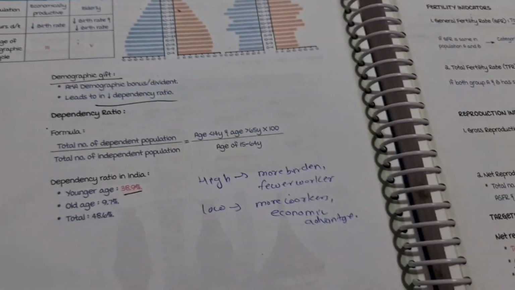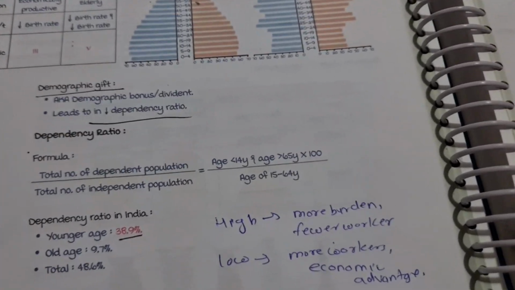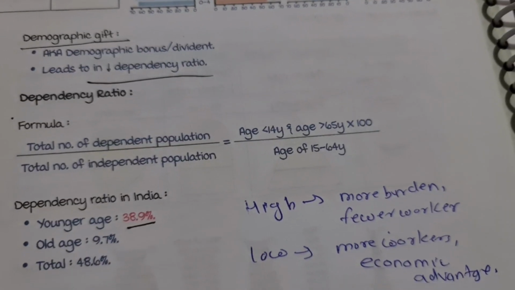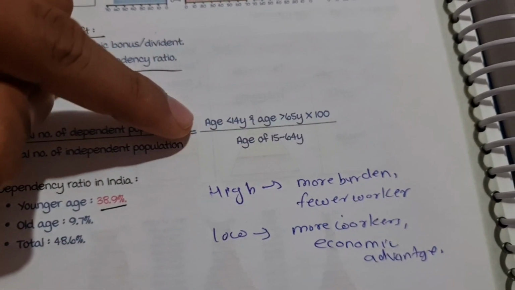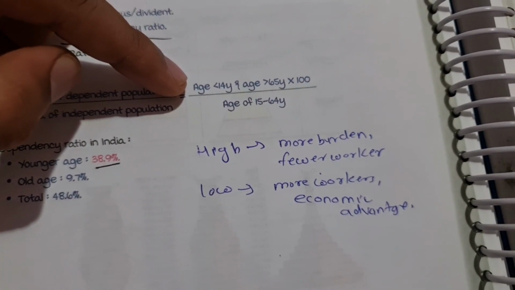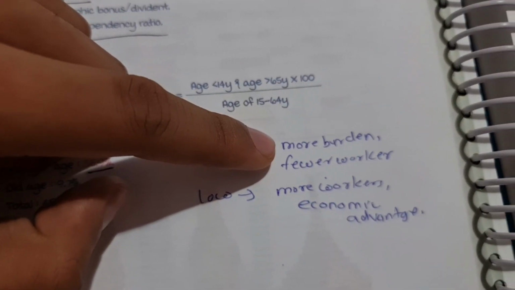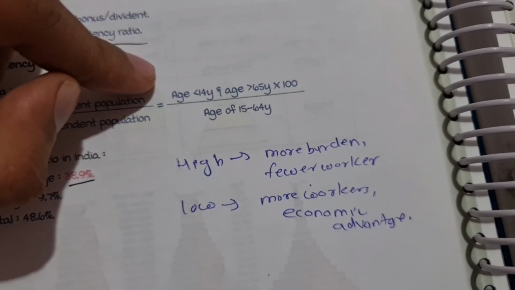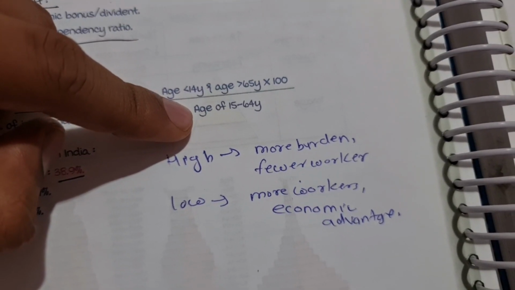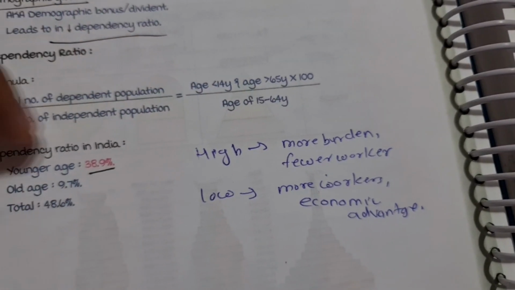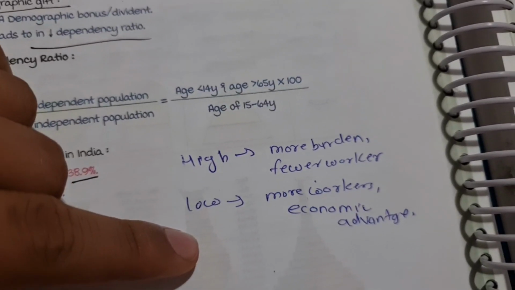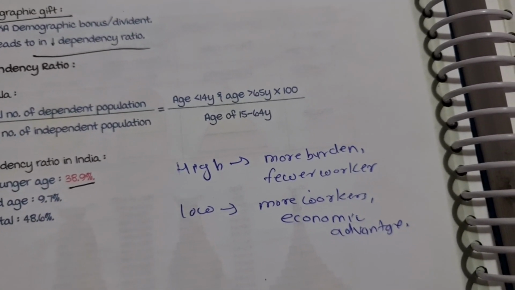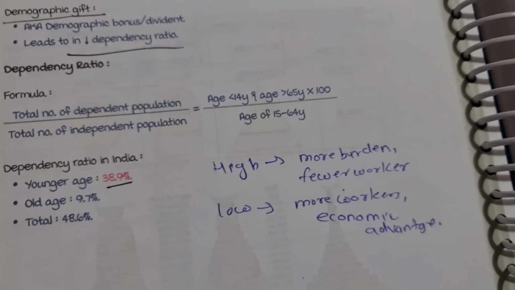So guys, it denotes the burden of dependents on the working age population. It means if the numerator is more, then the population has more burden on the working population. And if it is low, it means there is more working population, so the overall ratio comes out low, which is the beneficial or advantageous aspect of the population.